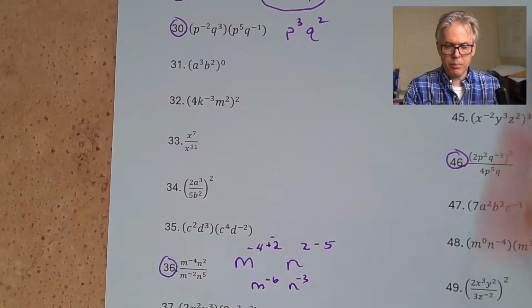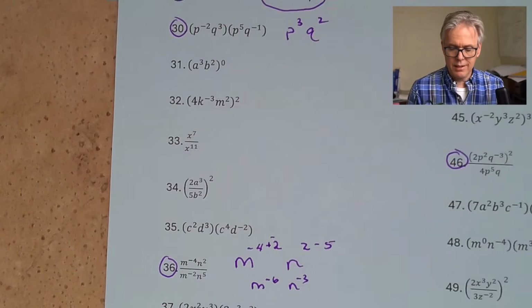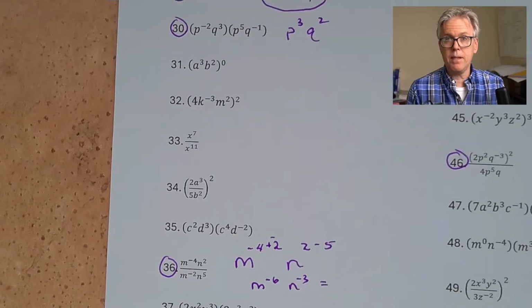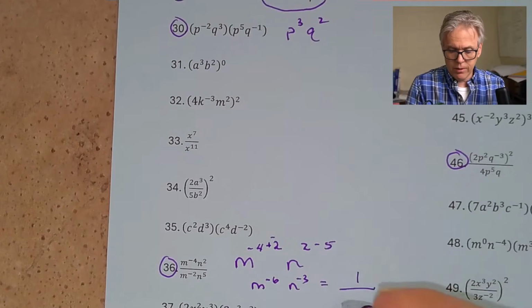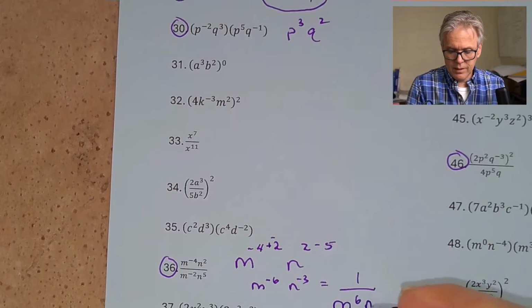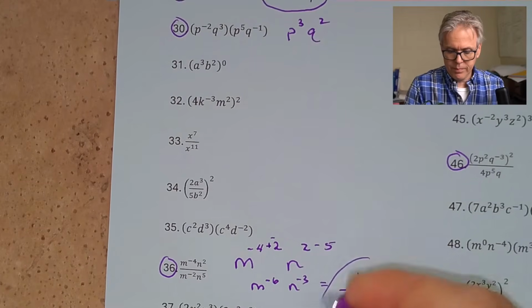But we don't want to leave these with negative exponents, positive exponents only. So we've got to go one more step. They're both being raised to a negative exponent. So it's 1 over m to the 6th, n cubed.